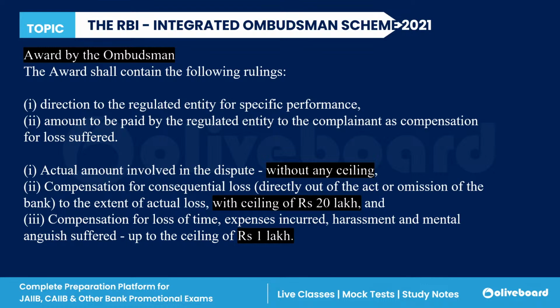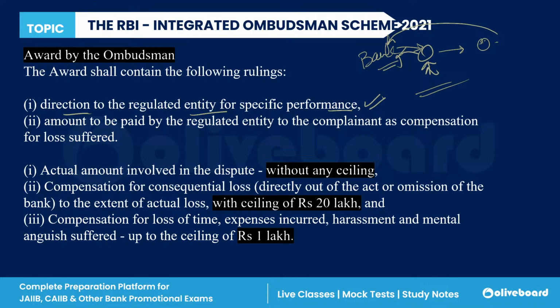The award, first of all, is the direction to the regulated entity for a specific performance. For example, there is some aggrieved person who has gone to the ombudsman. Now this aggrieved person is of some bank, right? So this ombudsman can direct the bank that you have to do some special act or performance for this customer. For example, if there is a certain file which is not cleared, you have to clear that file immediately. These are the types of instruction that can be given by the ombudsman to the regulated entity for performance towards that aggrieved customer, right?